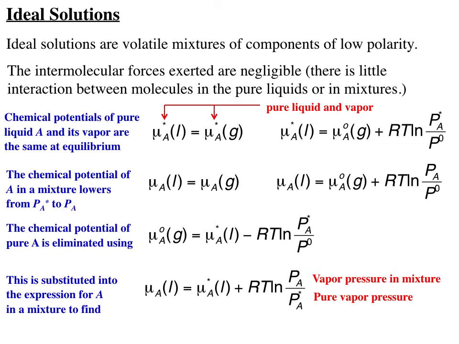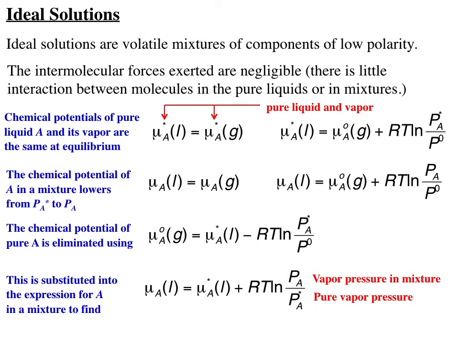So, drawing from the previous slide then, if the chemical potential of the pure liquid is equal to the chemical potential of the pure vapor in equilibrium above it, then it will be equal to mu A0 of the vapor plus RT ln PA star, which is the vapor pressure of the liquid at temperature T. Let's be very clear about that. PA star is the vapor pressure of liquid A at temperature T.